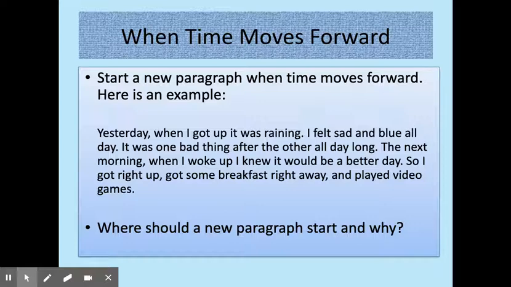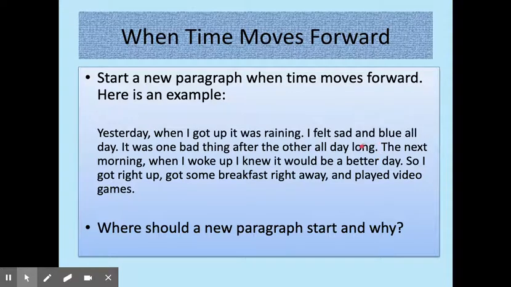I'm going to read it one more time. Yesterday, when I got up, it was raining. I felt sad and blue all day. It was one bad thing after the other all day long. The next morning, when I woke up, I knew it would be a better day. So I got right up, got some breakfast right away, and played video games. So, scholars, where it says the next morning, that's a passage of time, when time moves forward.